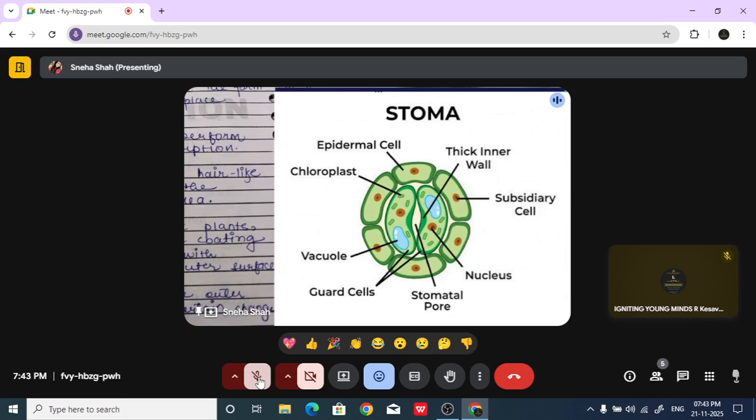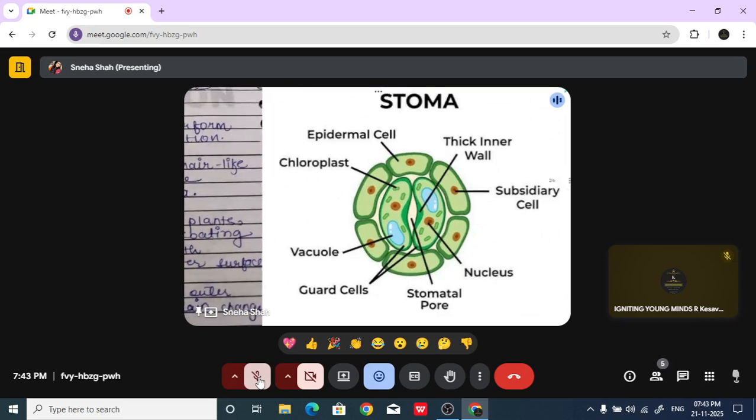Subsidiary cell is nothing but the nucleus of the cell, of the epidermal cell. You can see vacuoles in the plant cells as we understood before, and you can see the nucleus of inner cells, inner guard cells. These guard cells, when they relax, the stomatal pore gets closed, and when they contract, they open, and transpiration can take place, and even exchange of gases can take place.